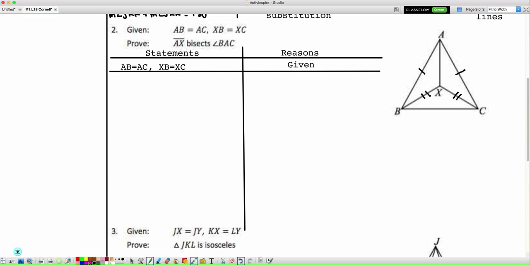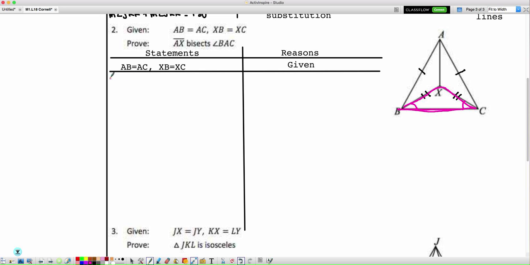So what I would do is, we have two pairs of congruent sides. So if you think about this triangle here, for example, that's an isosceles triangle. So knowing that's isosceles should tell me that these two angles are equal to each other. So I'm going to start with that.